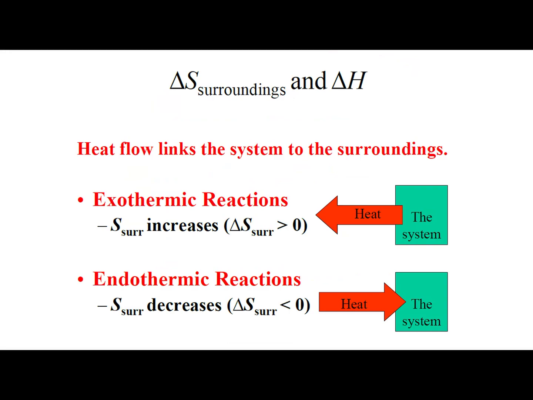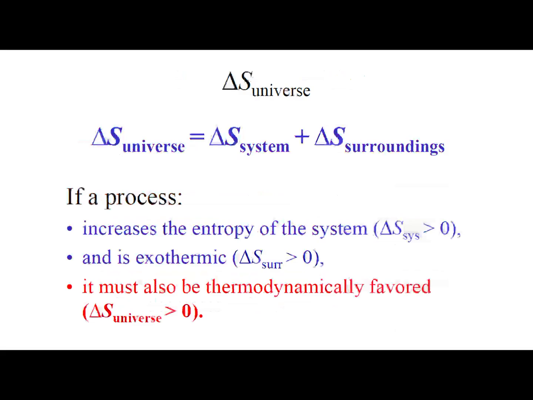Looking at entropy and enthalpy, basically in what happens. This is heat flow. So notice here in an exothermic reaction, heat is flowing from the system into the surroundings. And that influx of heat into the surroundings is going to increase the entropy of the surroundings. And so the change in entropy of the surroundings is positive or greater than 0. Versus an endothermic reaction, the heat's going to flow from the surroundings into the system. The entropy of the surroundings decreases, so the delta S of the surroundings will be less than 0.